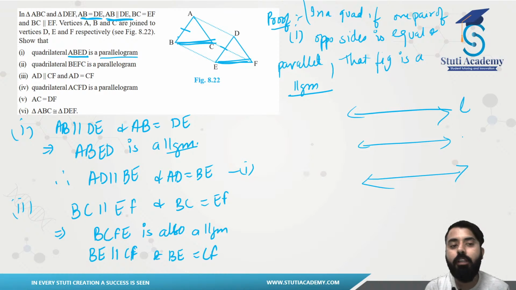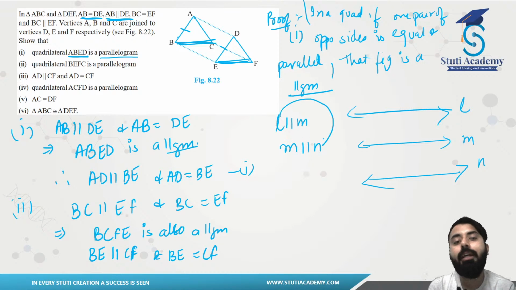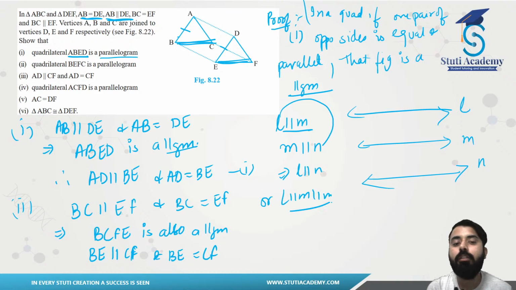Let's say this was L, this was M, and that was N. I knew L was parallel to M was parallel to N. So what could we say about L and N? If L was parallel to M and M was parallel to N, this implied L will be parallel to N, or you can say all 3 lines were parallel. So that was the case.